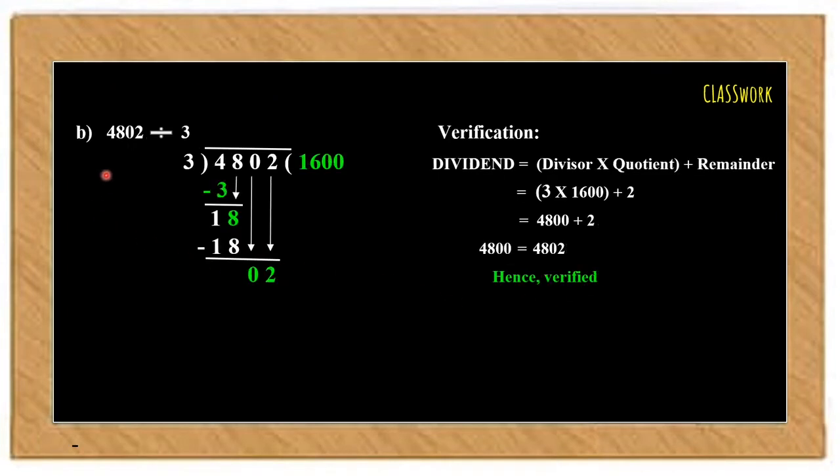Moving on to checking the B part, children, we have 4802 divided by 3. Do solve this question in your notebooks to check if what I have got as a quotient, 1600, is correct or incorrect. 4 can be divided by 3 such that 3 into 1 gives us 3. When we subtract, we get 1 as our answer. We bring down 8 to obtain 18 as our new dividend.